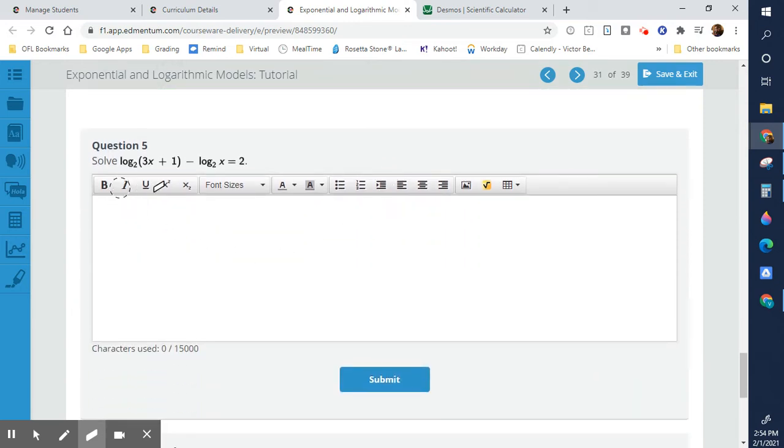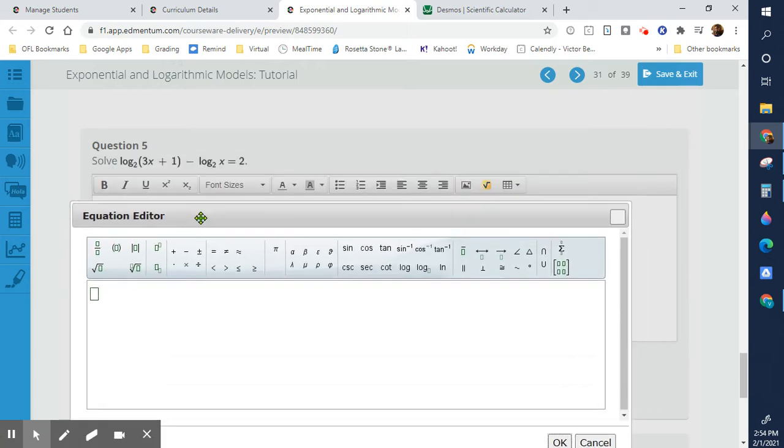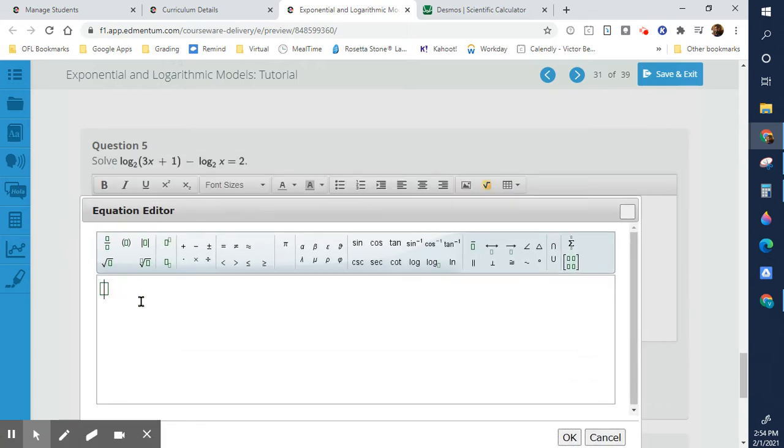They're asking us to solve this. Now, if we notice, both of these have the exact same base. So that means I can rewrite this as, luckily we have this already here. So I'm going to grab the equation editor and I'm going to rewrite this as log. I'm just going to write it correctly from now on because they have it this way.